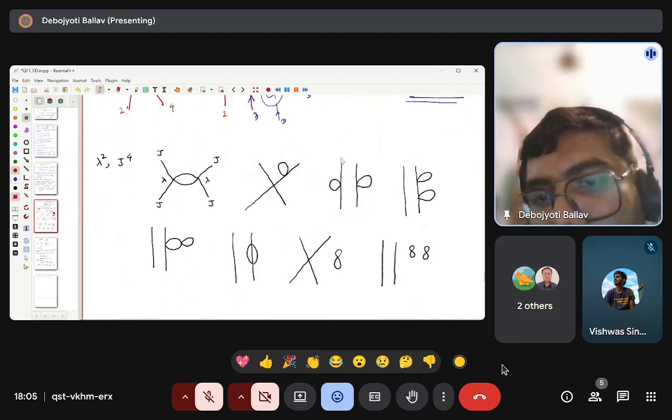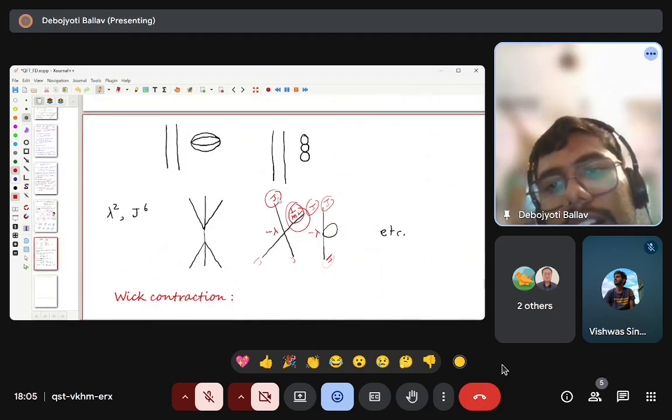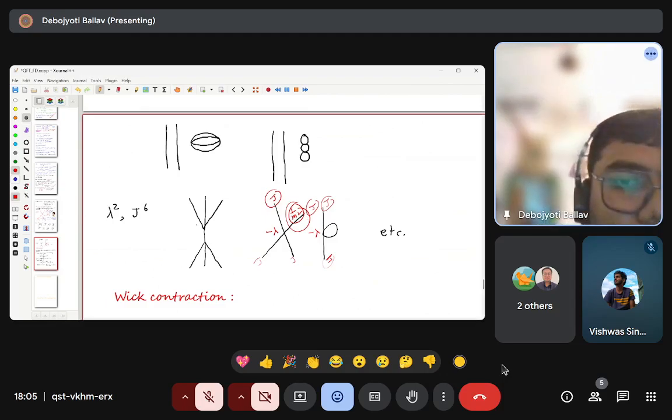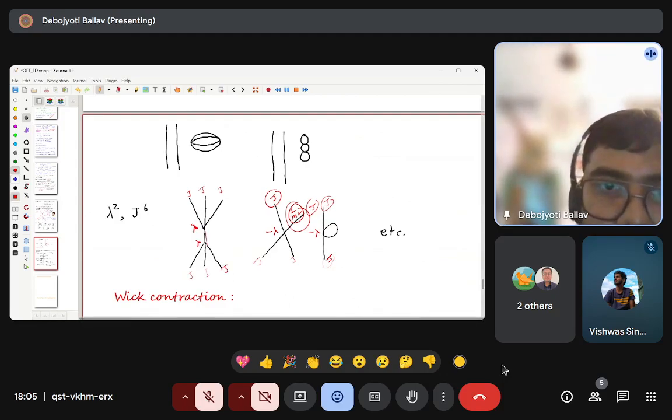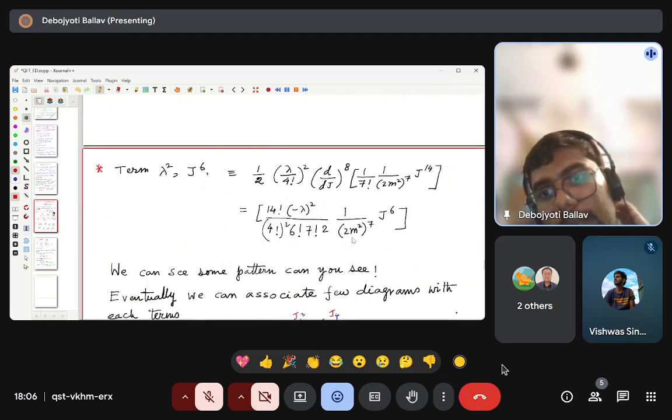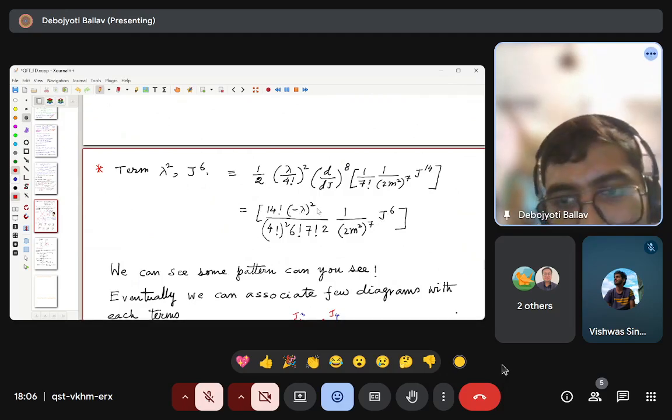So you have the rules to get to the answers coming from this, and each and every diagram will give you the same factor. These are the j's, these are the 6 j's. So you have 7 lines, 1, 2, 3, 4, 5, 6, 7. So you have a 2 to the 7 factor, 1 by m to the 7, j to the 6, minus lambda whole square. Okay.